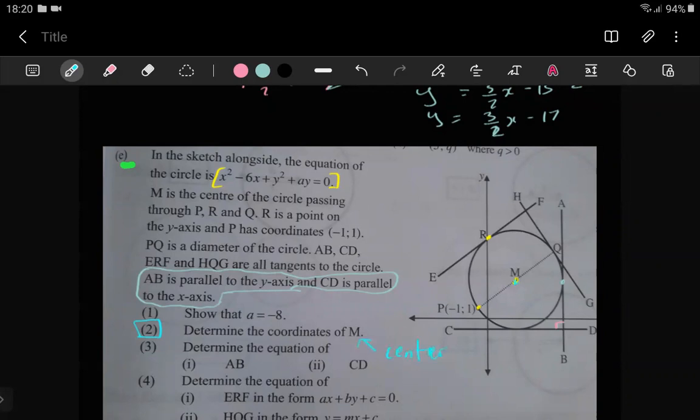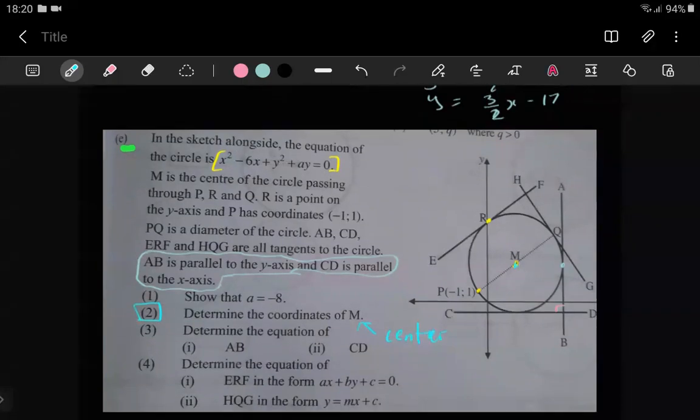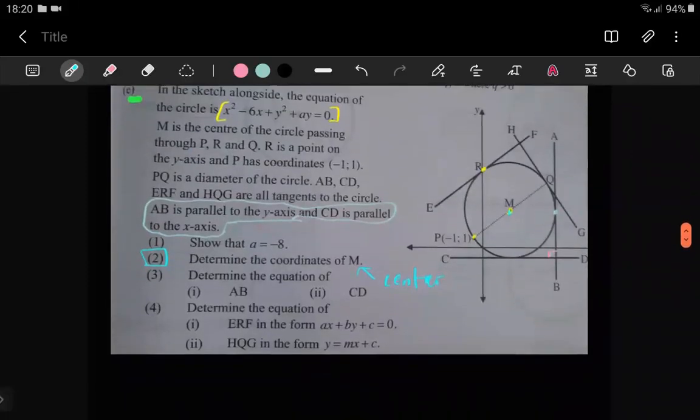So you would be thinking, but wait, if I could only have this in standard form, then I would have my center. Do you know how to put the equation of a circle into standard form? Yes. Don't you have to use completing the square? Yes, you have to complete the square for the x's and for the y's.